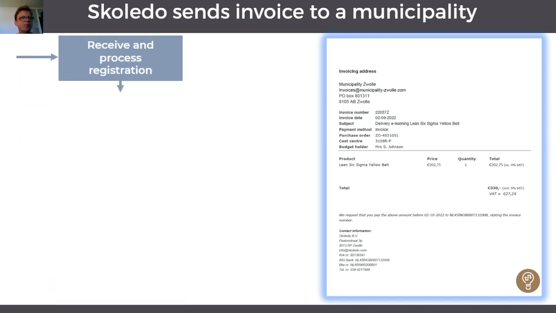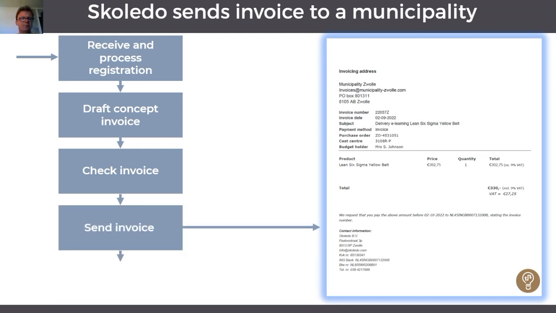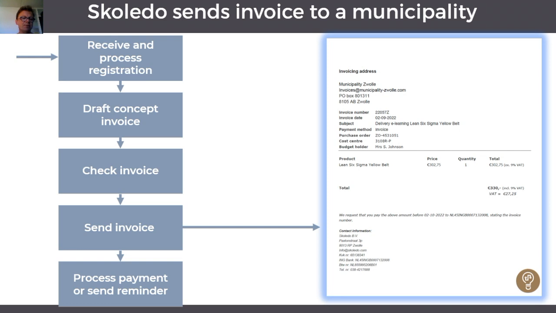And the first step of the process is receive and process the registration for an e-learning. The second step is draft the concept invoice. The third step is check the invoice, and that's a waste, right? Because it doesn't add any value, but I think it's necessary. And the fourth step is send the invoice to the customer, the municipality. The last step could be receiving the payment or sending a reminder.